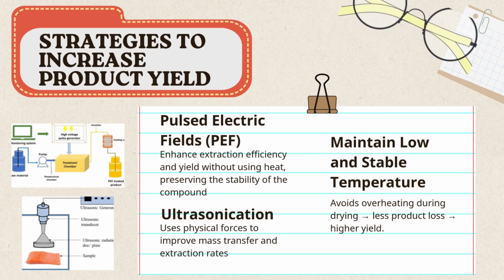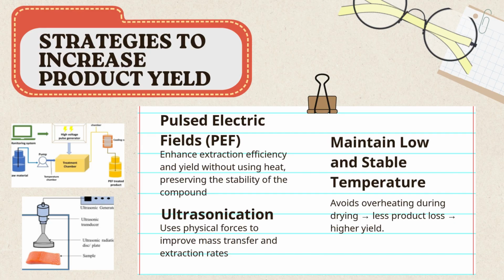Next is ultrasonication. This method uses physical forces, specifically ultrasonic waves, to improve mass transfer and speed up extraction. The vibrations will help to break down the cell structures, allowing more compounds to be released efficiently. Ultrasonication is widely used because it increases extraction rates while still keeping temperatures relatively low.